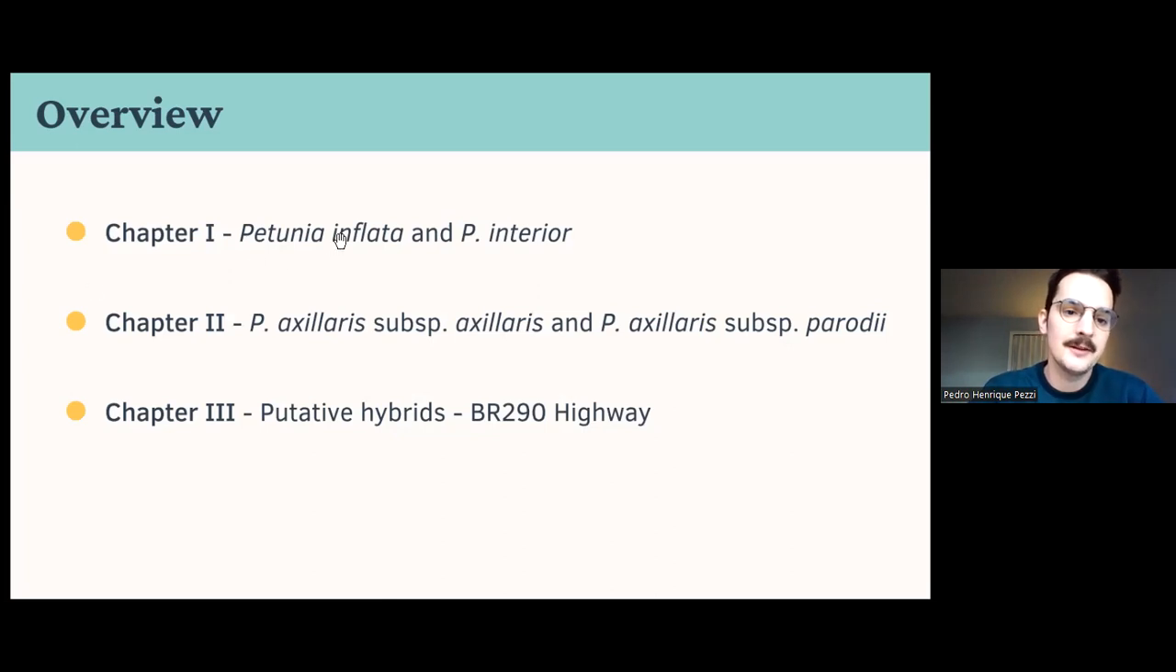In my first chapter, I'm going to talk about two petunia species from the short corolla tube clade. Then I'm going to talk about two subspecies of Petunia axillaris, the white species pollinated by moths. And in the third chapter, I'm going to show some preliminary results that we have about a very interesting population that has a very distinct morphology.